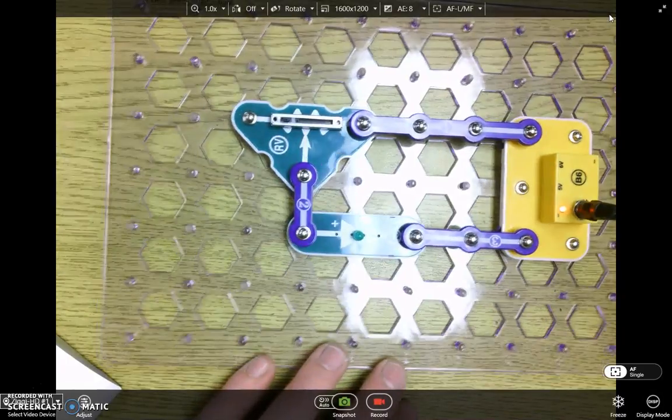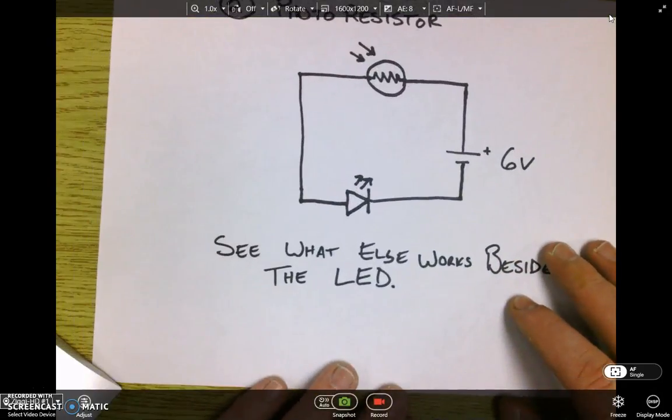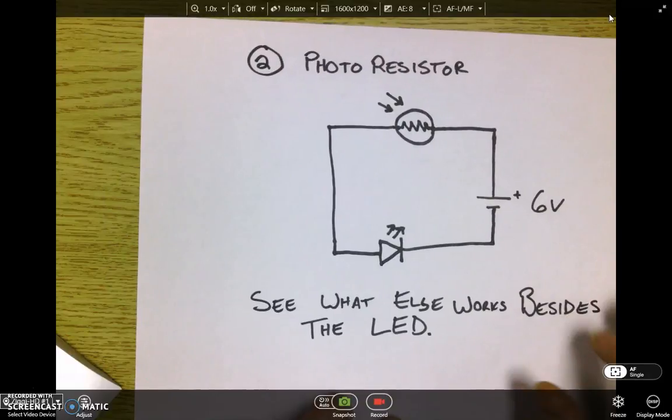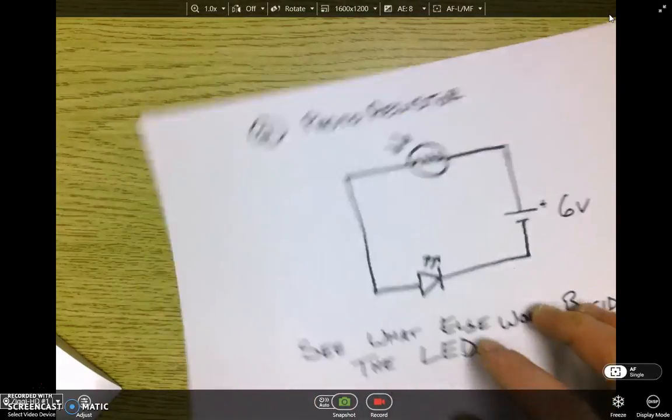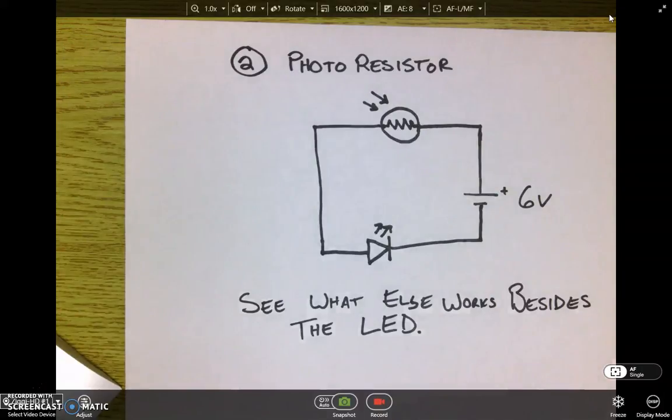Second thing that I'm going to have you do is a photoresistor lab. Now the photoresistor is, once again, pretty much the same thing. We're just swapping out that potentiometer for a photoresistor. So go ahead, write down everything on this page. Sorry about that. Go ahead and pause and do that now.